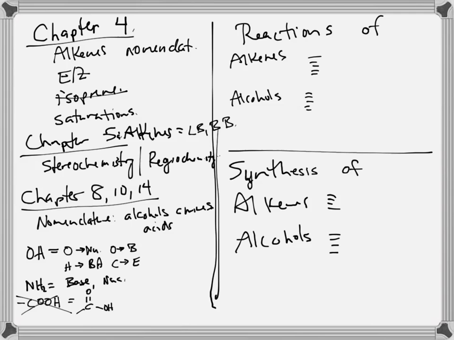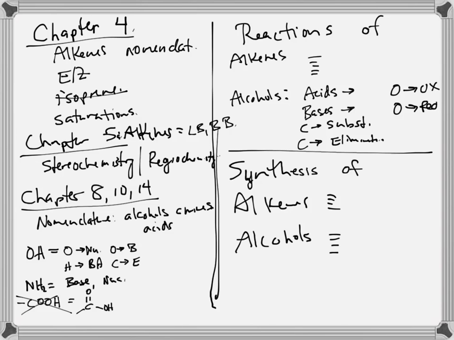After that, I would then move over to my reactions of alcohols, and I would group those. With the alkenes, it was kind of difficult to categorize those, but with the alcohols, we can. We've got alcohols acting as acids. What kind of chemistry can they do when they act as acids? We've got alcohols acting as bases. What chemistry is available to them then? What happens if it's the carbon acting for substitution? What if it's the carbon acting for elimination? I've run out of space. Oxygen for oxidation. Oxygen for reduction.